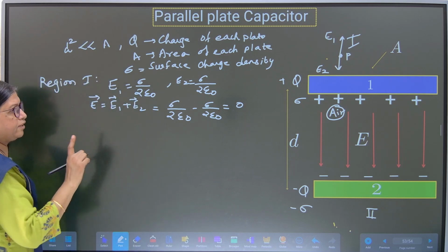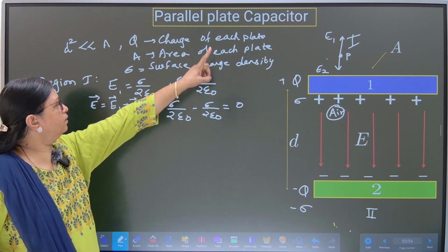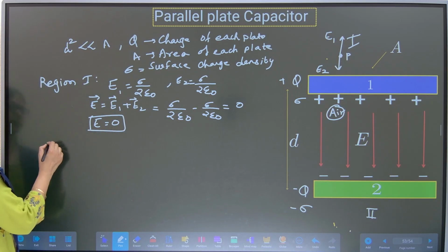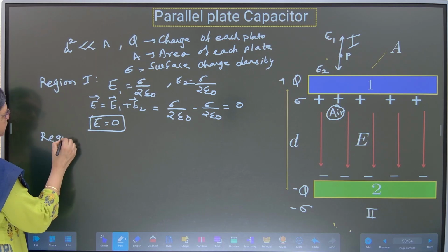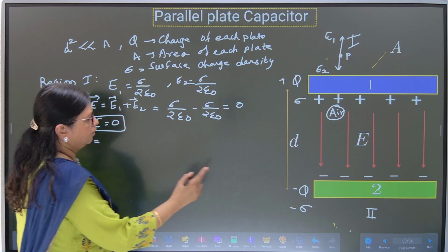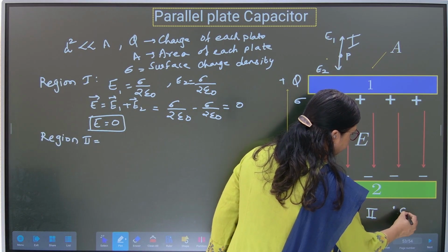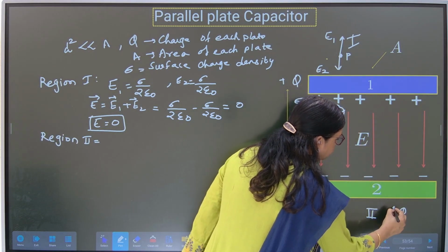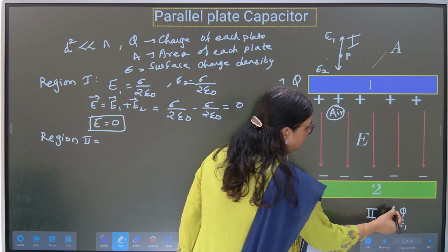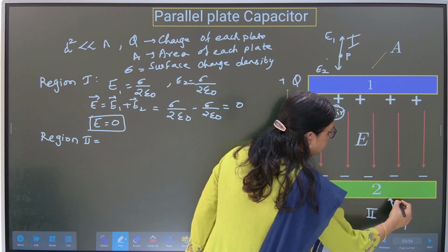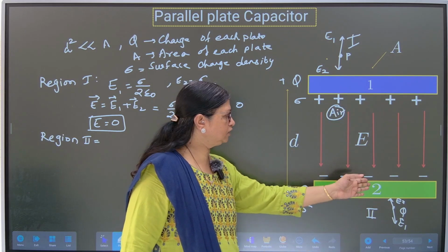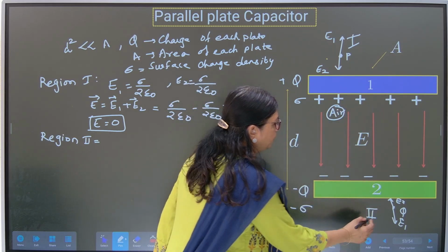So the electric field at the point P in region 1 is 0. Similarly, let's go to region 2. Let's go to a point Q. The electric field due to plate 1 is downwards. The direction of electric field due to plate 2 is upwards, E2. Why? For positive charges the field is radially outwards, for negative charges radially inwards toward the charge. The point Q is here.